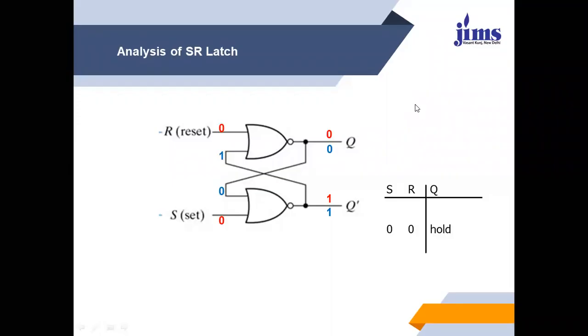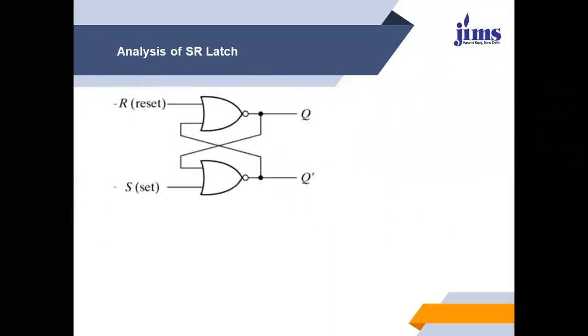Now consider another combination. Suppose Q equals 1 and hence Q bar will be 0. And now we have taken R equals 1 and S equals 0. What will happen? We will start our analysis with the NOR gate which has a single 1 input. So here for this NOR gate, one input is 1. That means the output of the NOR gate will be 0.